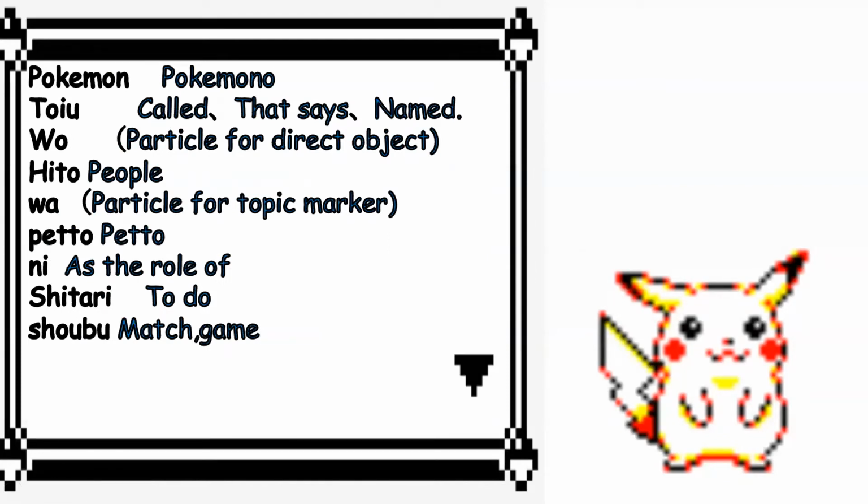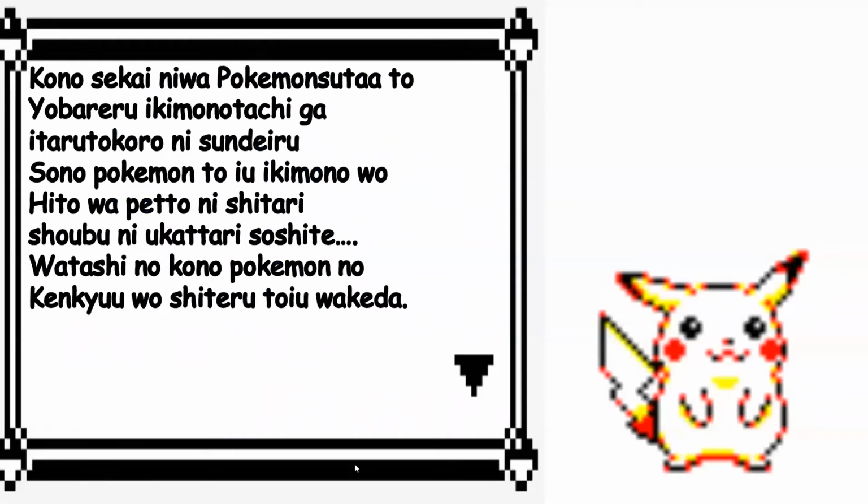So we have here wo, the particle for the direct object, followed by hito, people. Then we have wa, the particle for the topic marker. So it's as if we're saying here that hito will be our topic. Our topic is hito. Then the rest of the sentence is the explanation of what we want to say here. This is the whole explanation of the hito. So every time that we see the particle wa.